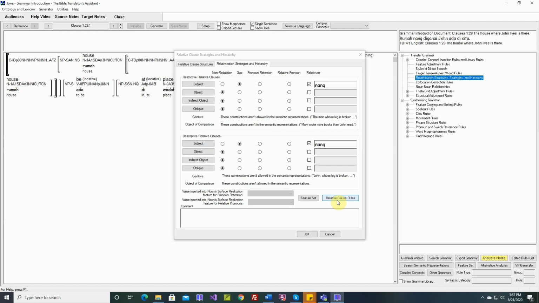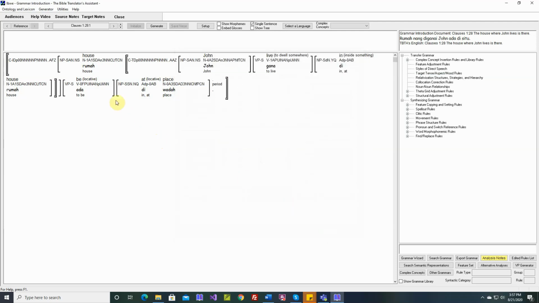For example, it's fairly common that languages only permit relative clauses to be formed on subjects. If they want to form a relative clause on a grammatical relation other than subject, then they have to take that NP-rel and promote it to subject. And I'll show you an example of that here. But first, I want to show you this sentence.